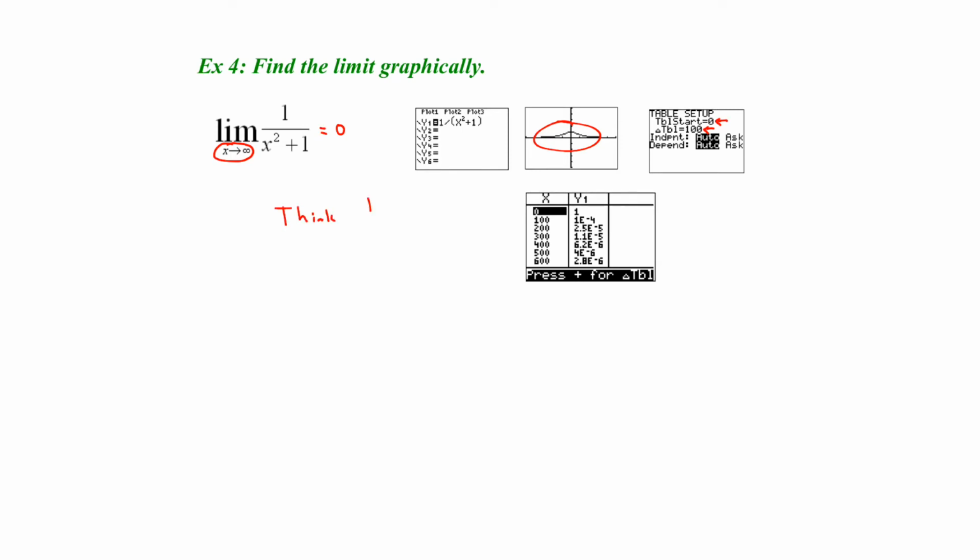Think about this. If you have 1 divided by, let's just say 100 squared plus 1, all right? What is happening to this number? So it's 1 divided by 10,001. So what happens if that number gets even larger? What if it's 1,000 squared plus 1? This number on bottom just keeps getting bigger and bigger. So if you take 1 divided by a really large number, it's just getting closer and closer to that 0 value. So the limit as x approaches infinity of 1 divided by x squared plus 1 is equal to 0.